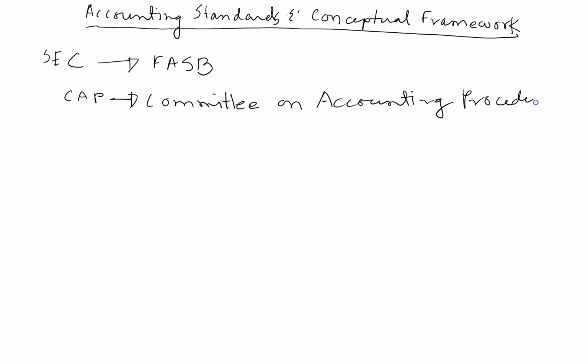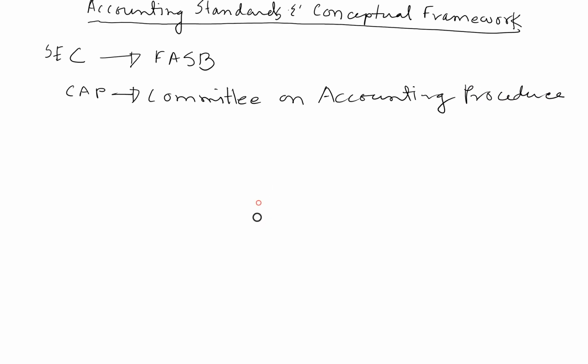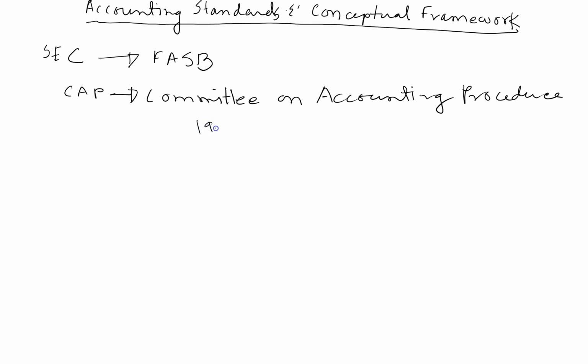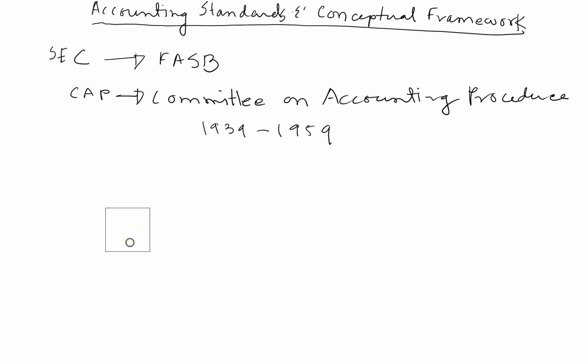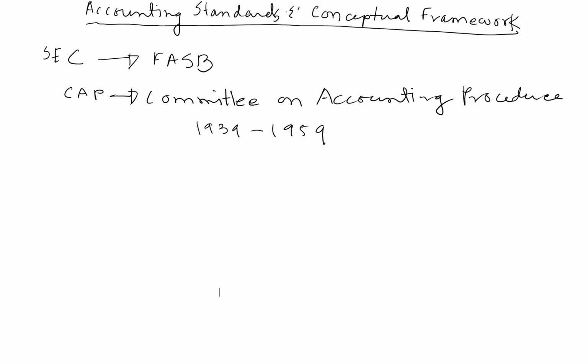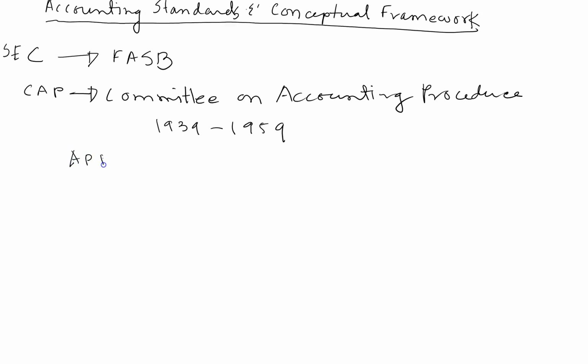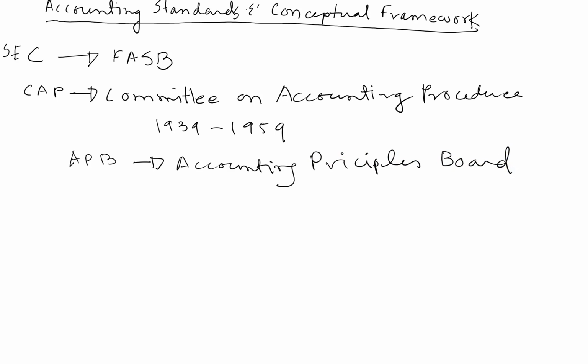Just to know a little about the history, they determined GAAP from 1939 to 1959. Then AICPA appointed another part-time committee, which was known as APB. This APB stands for Accounting Principles Board. And they determined all those accounting standards from 1959 to 1973, before the FASB was established.